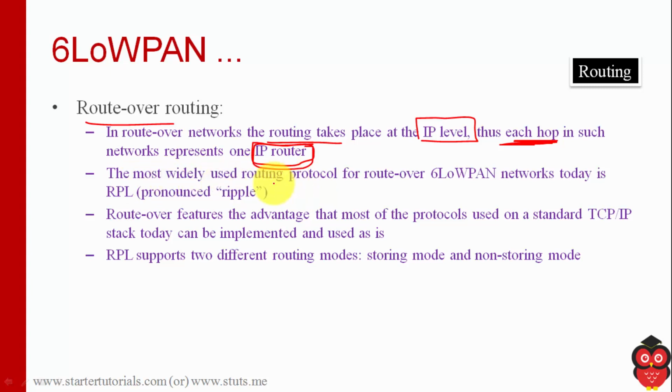At layer 3, the most widely used or generally used routing protocol is RPL. It is pronounced as Ripple, or you can simply call it RPL. So the routing protocol which is used to route packets at layer 3 in 6LoWPAN technology is Ripple. The abbreviation stands for Routing Protocol for LLNs. In the previous slides we have seen what is LLN, low power lossy networks.